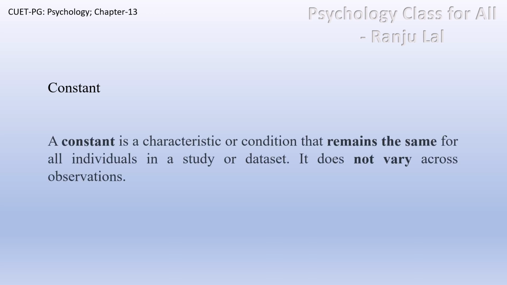Now about constants. A constant is a characteristic or condition that remains the same for all individuals in a study or data set. It does not vary across observations. The importance of constants is that it helps in ensuring internal validity by controlling for variability, and it allows researchers to focus on the effects of the independent variable.